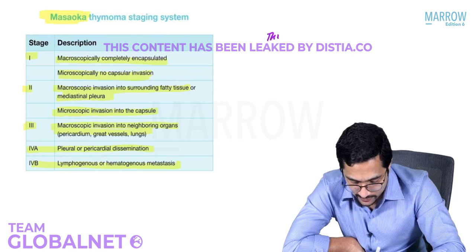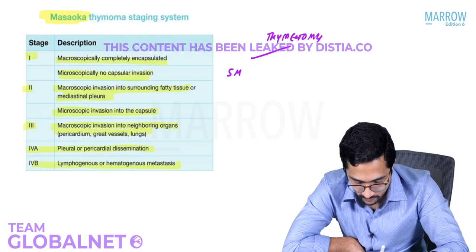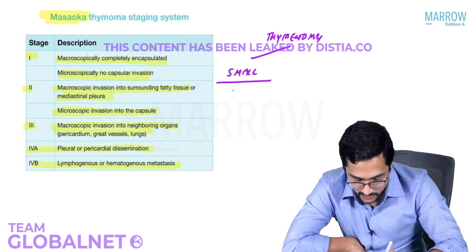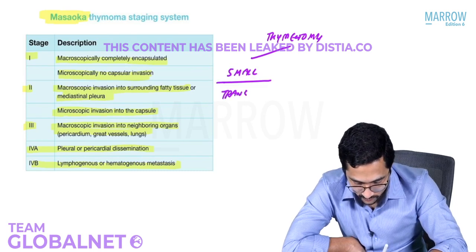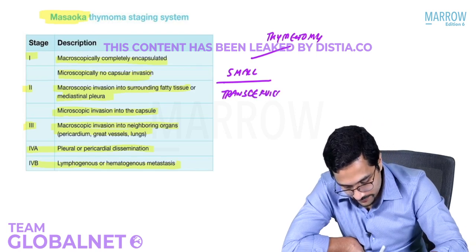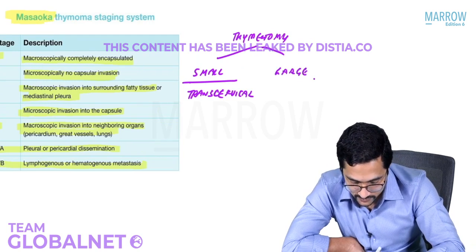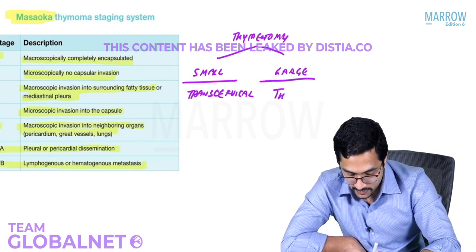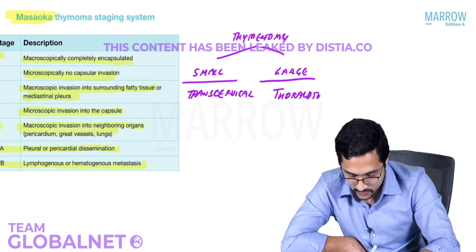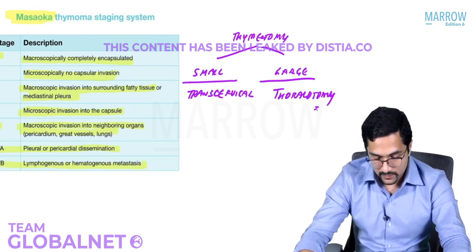Now we have to carry out a thymectomy, and if it is a small lesion, we can go via the transcervical route. So the transcervical route can be done for smaller lesions, but if it is a large lesion, then we have to carry out a thoracotomy and then remove the lesion.